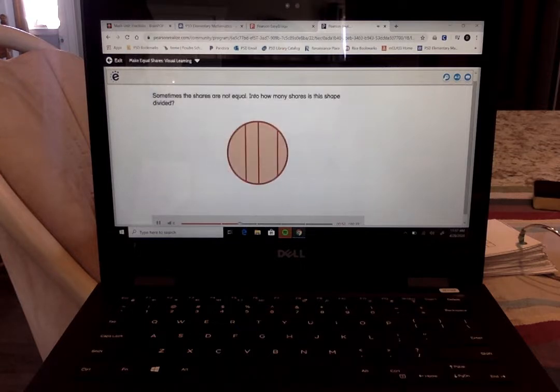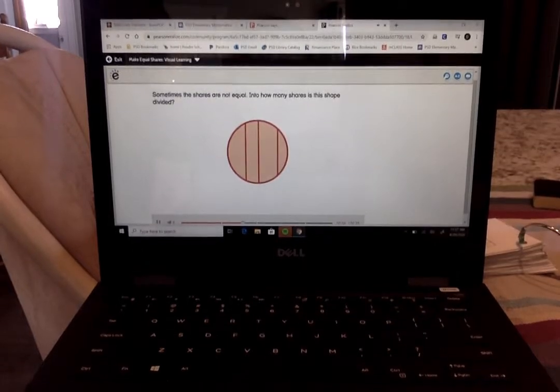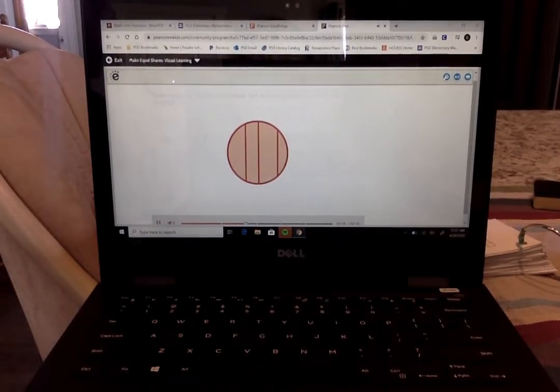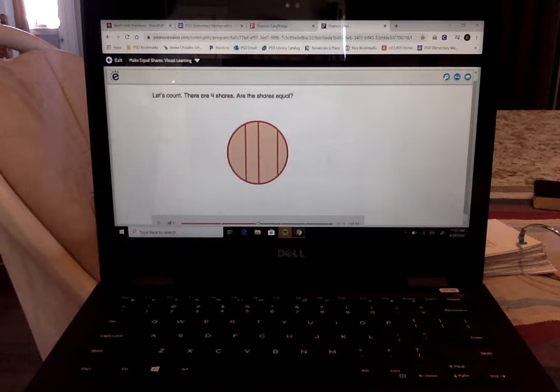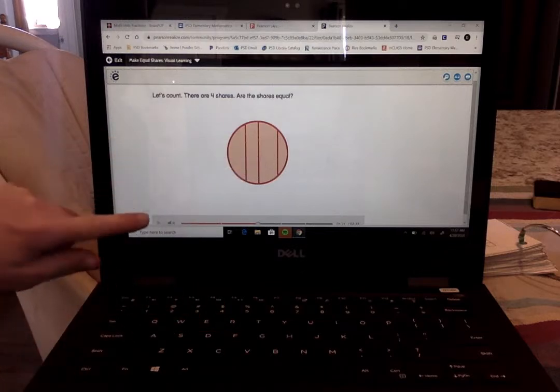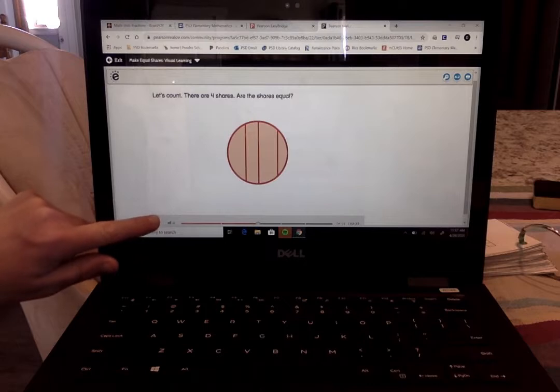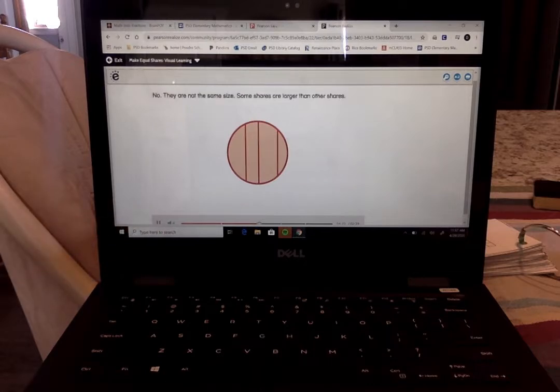Sometimes the shares are not equal. Into how many shares is this shape divided? Let's count. So there's 4 parts, or 4 shares. Are the shares equal? What do you think? Are all 4 of those the same size? Is this guy the same size as this guy or any of the other ones? What do you think? Have your answer ready in your head. See if you're right. No, they are not the same size. Some shares are larger than other shares.